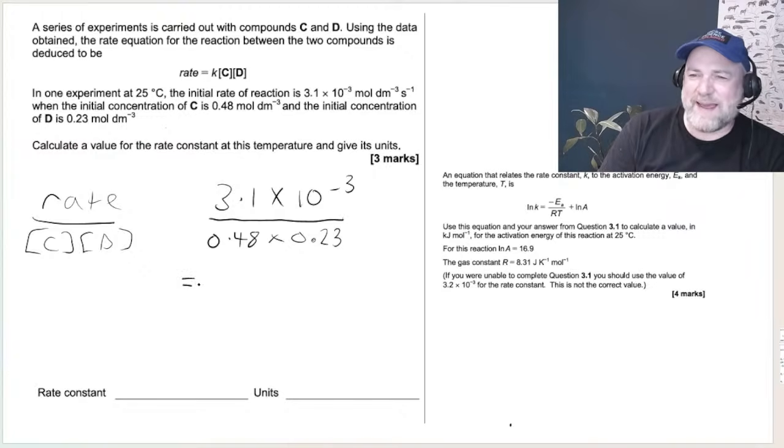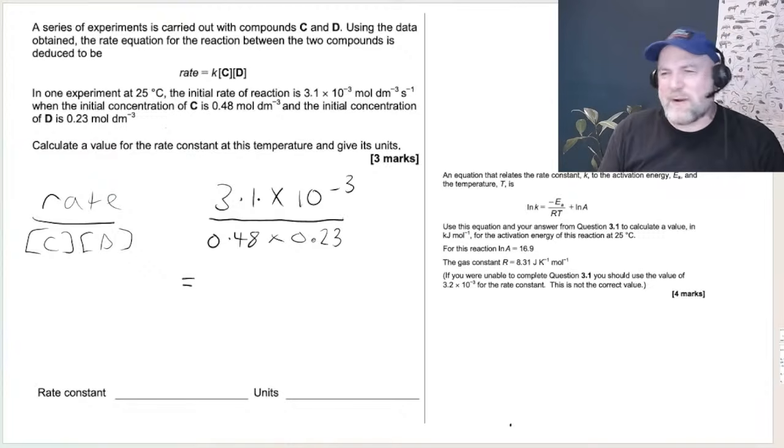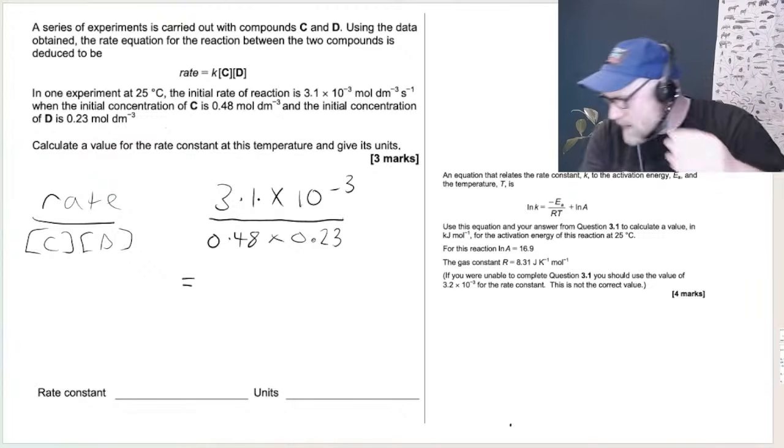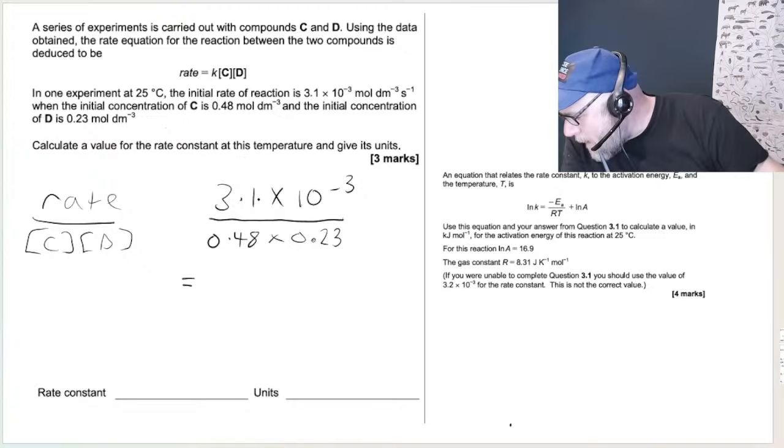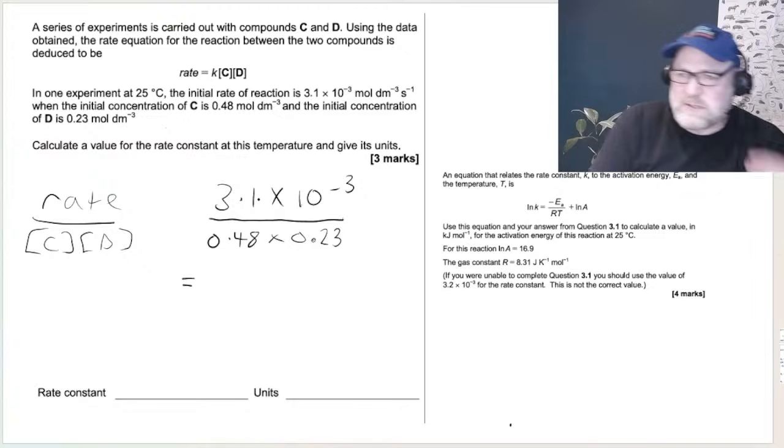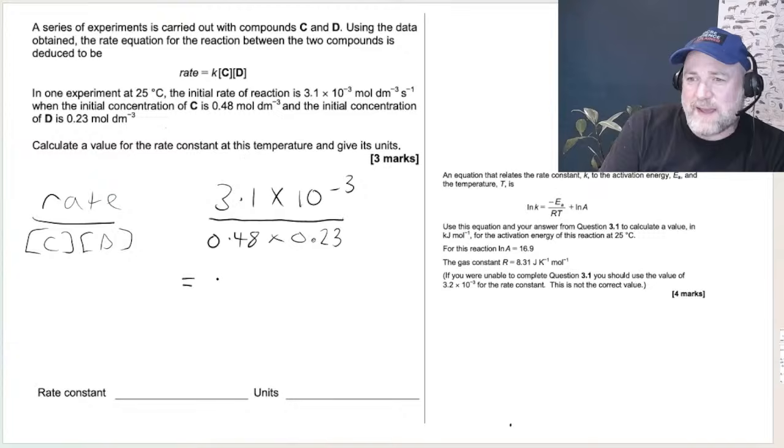Then all we've got to do is calculate that. Who's got an answer? Anyone got an answer? Boom! 0.027, whatever it is. Let's round it, 0.028.